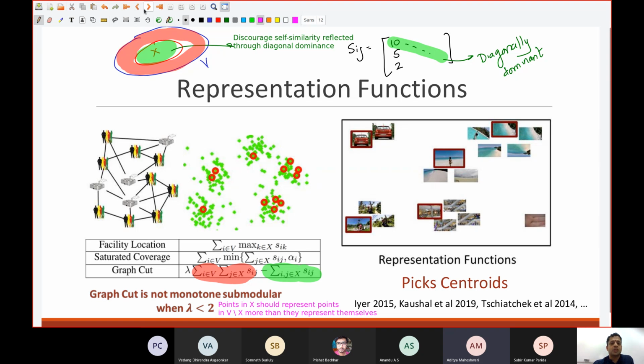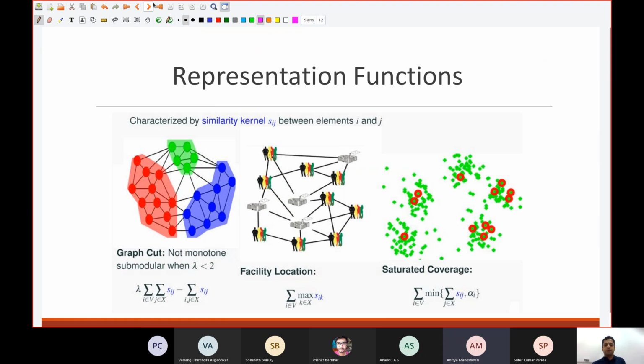Okay. Let's try and prove. I've already given this example, the graph cut example I've given here. So this would probably help you. You're trying to identify a set of points X, maybe the points here in green, you could think of them as one potential. They represent the other points well, while discounting for self-similarity.